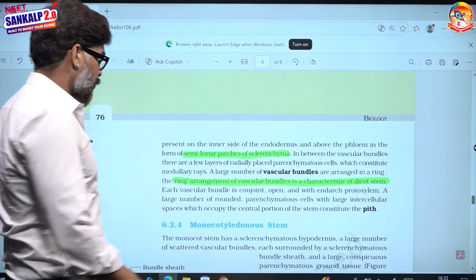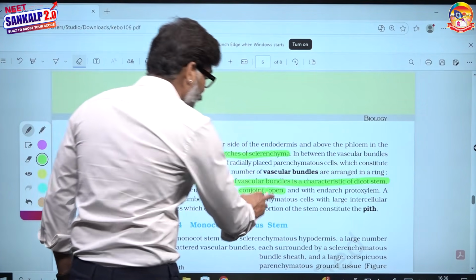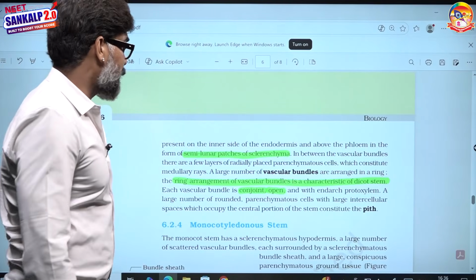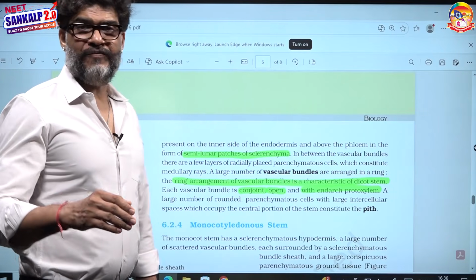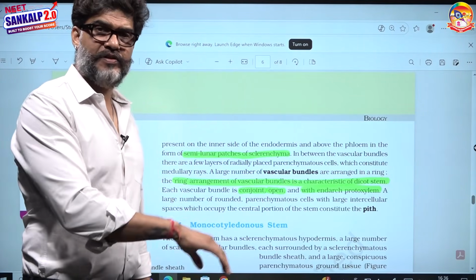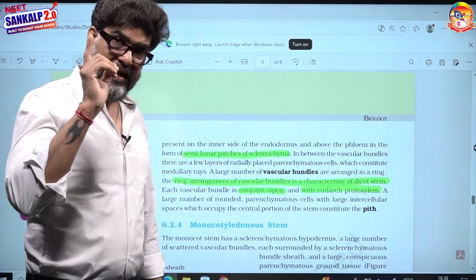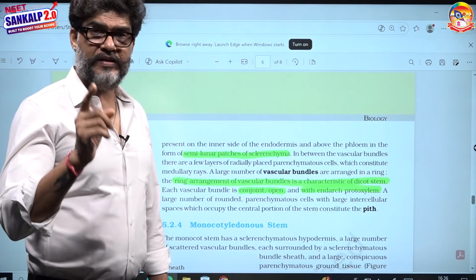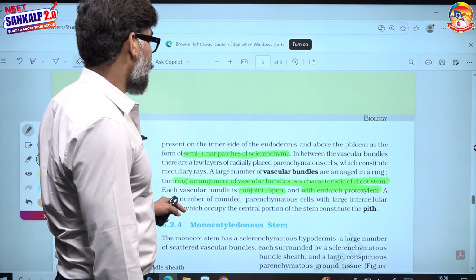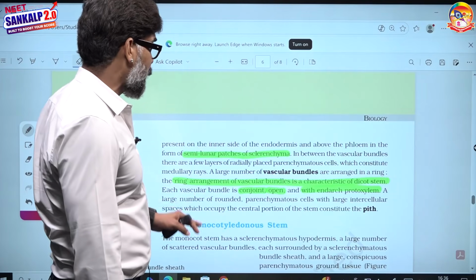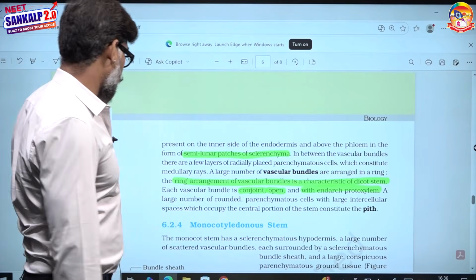Each vascular bundle is conjoint, means xylem and phloem are present on the same radius. Open, it means cambium is present in between the xylem and phloem, and with endarch protoxylem. When protoxylem faces towards the center and metaxylem faces towards the periphery, this is called endarch condition. So xylem of the root is exarch while xylem of the stem is endarch. A large number of rounded parenchymatous cells with large intercellular spaces occupy the central position, which we call pith. So pith in dicot stem is also well developed and distinguishable.